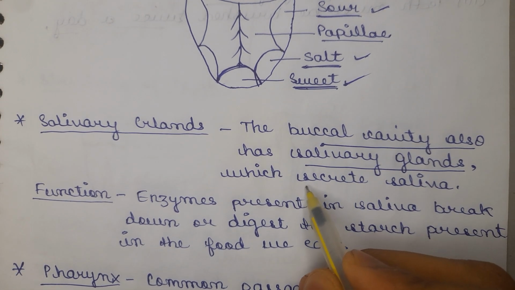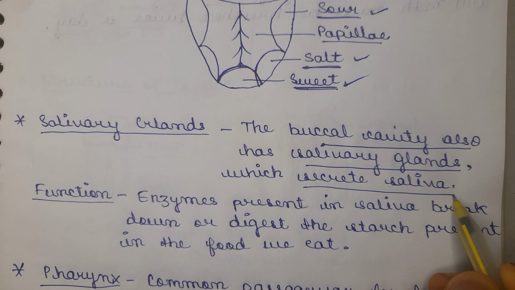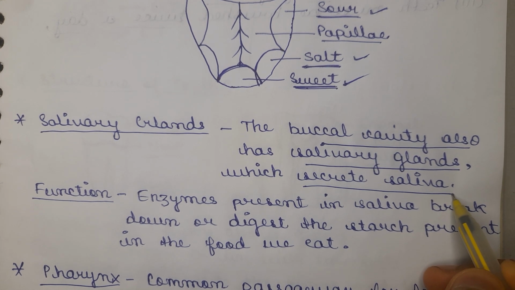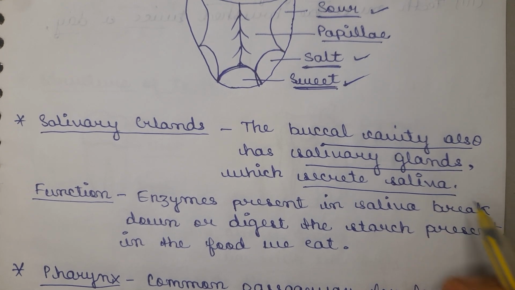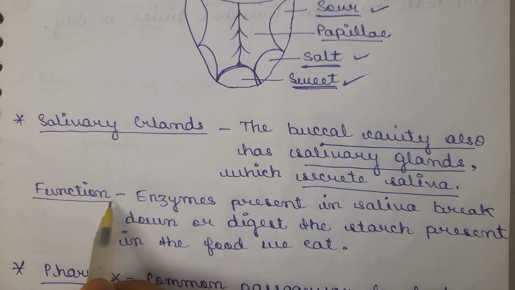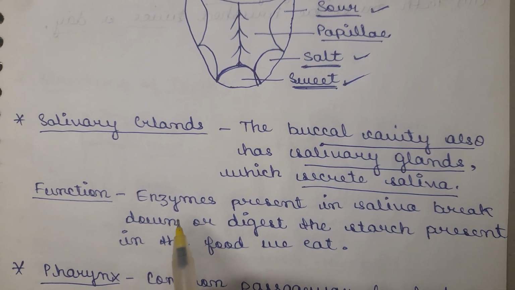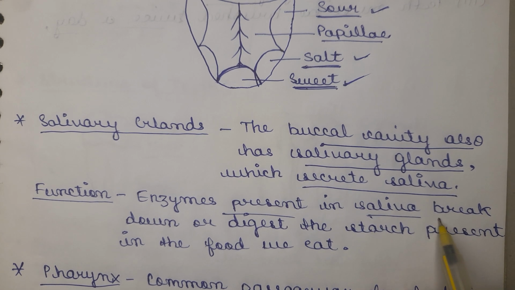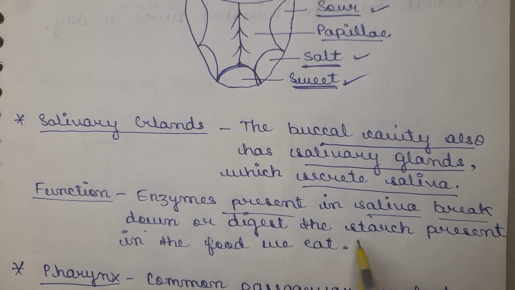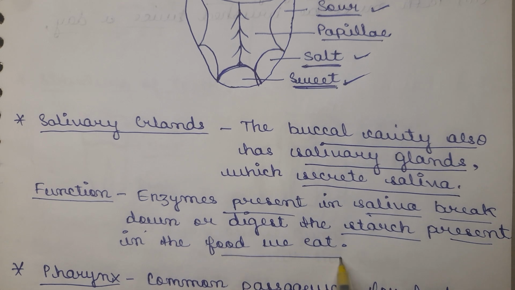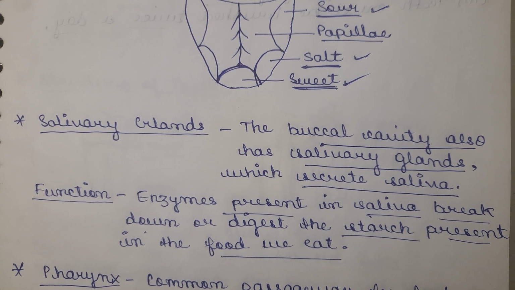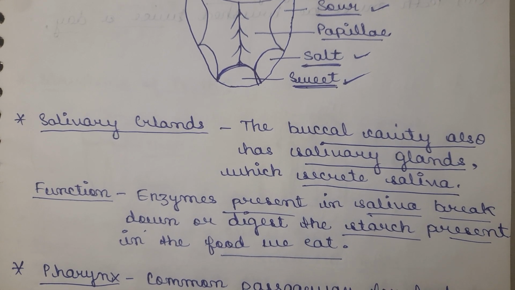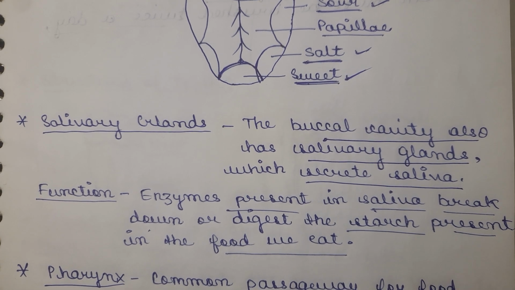The function of the salivary glands is basically to secrete saliva, and this saliva helps the food to swallow down the esophagus to the stomach. Enzymes are present in the saliva, we all know that, and they break down or digest the starch present in the food we eat. By this process the saliva helps the food to get swallowed during chewing.